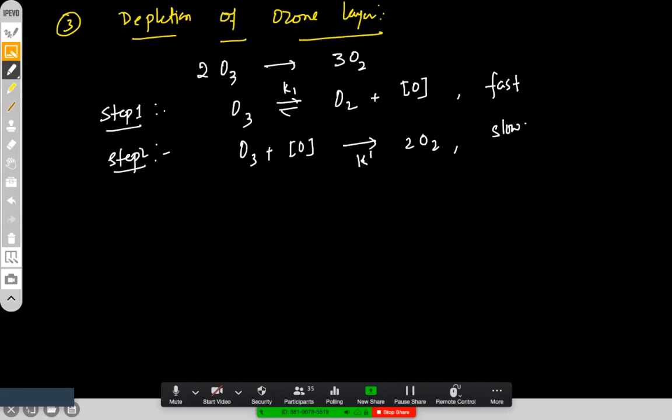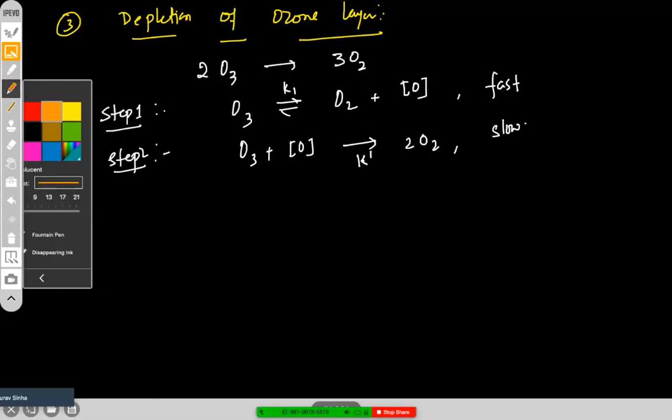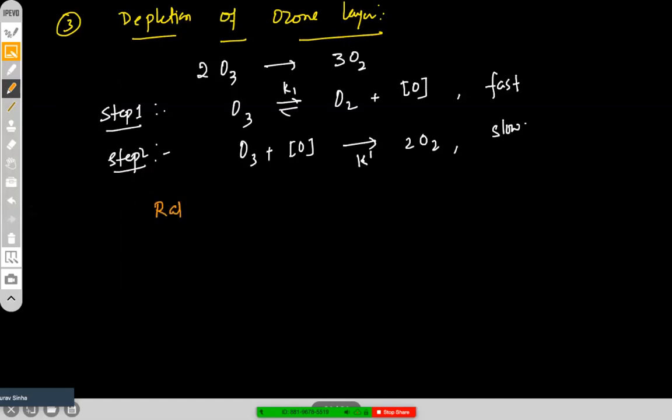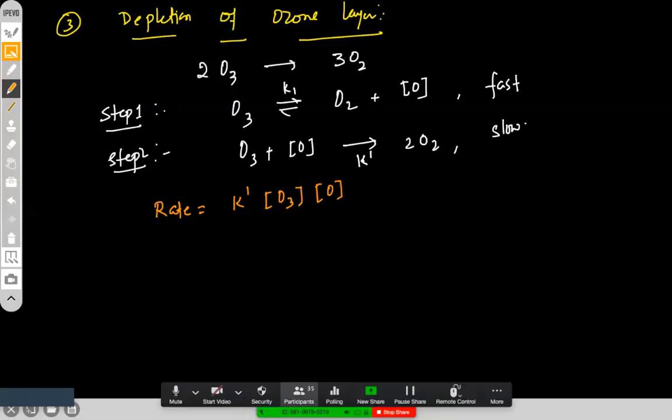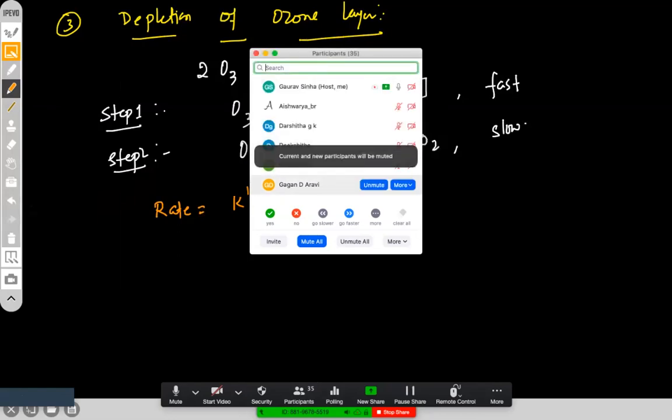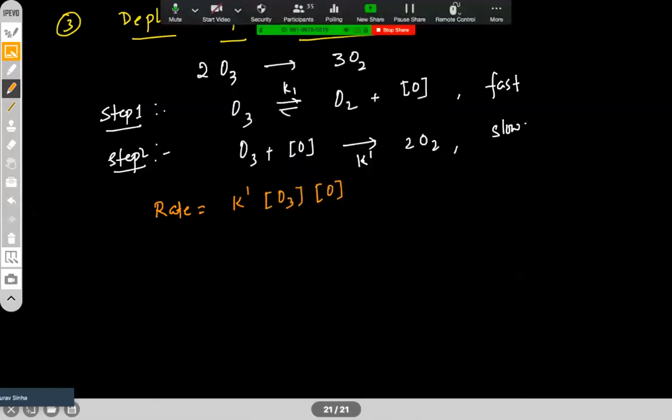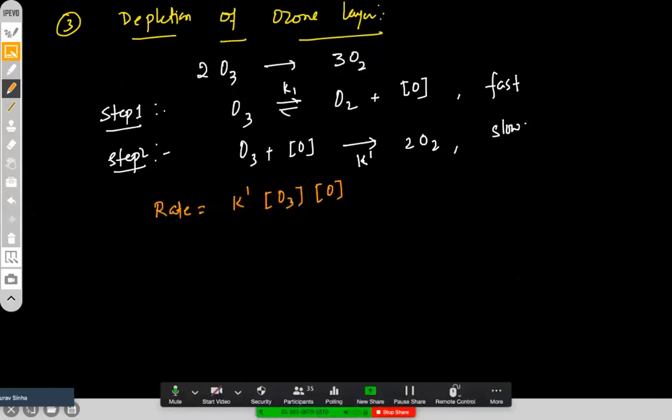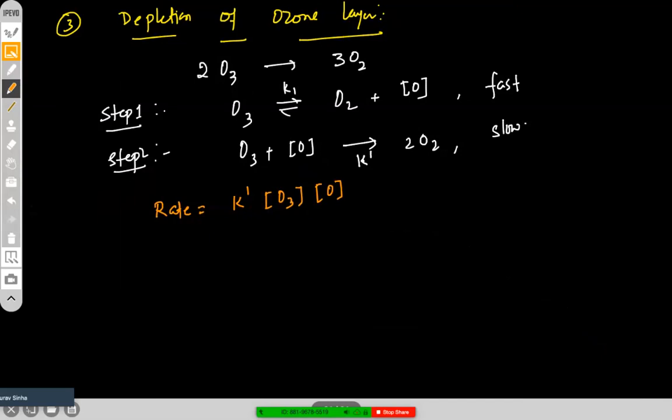See, in this one, what we do, first of all, with the slowest rate, simple thing is what? With the slowest rate, we write down the rate expression, which is K dash into concentration of O3 and O. This O is the intermediate, so we have to replace this. How do we replace this? By this K1 expression. K1 is what? O2 into O divided by O3.